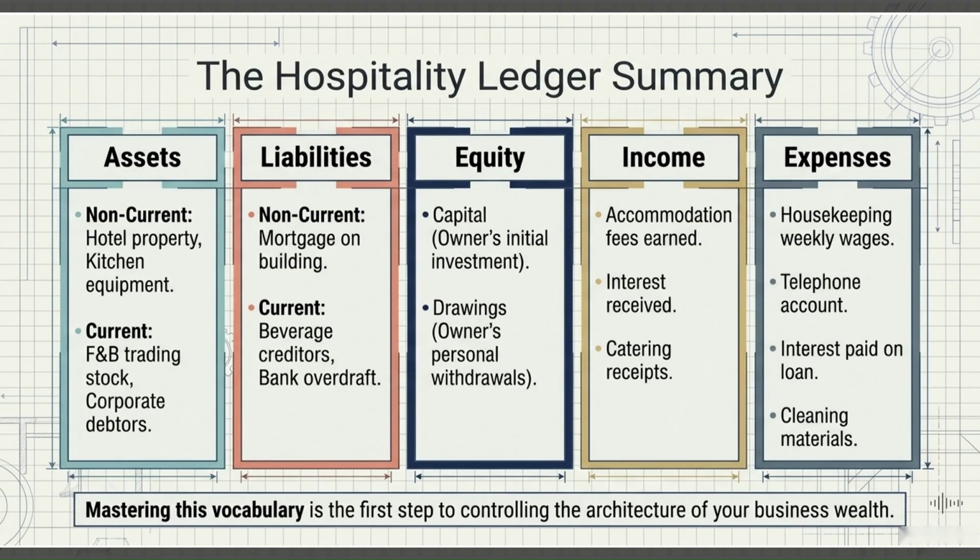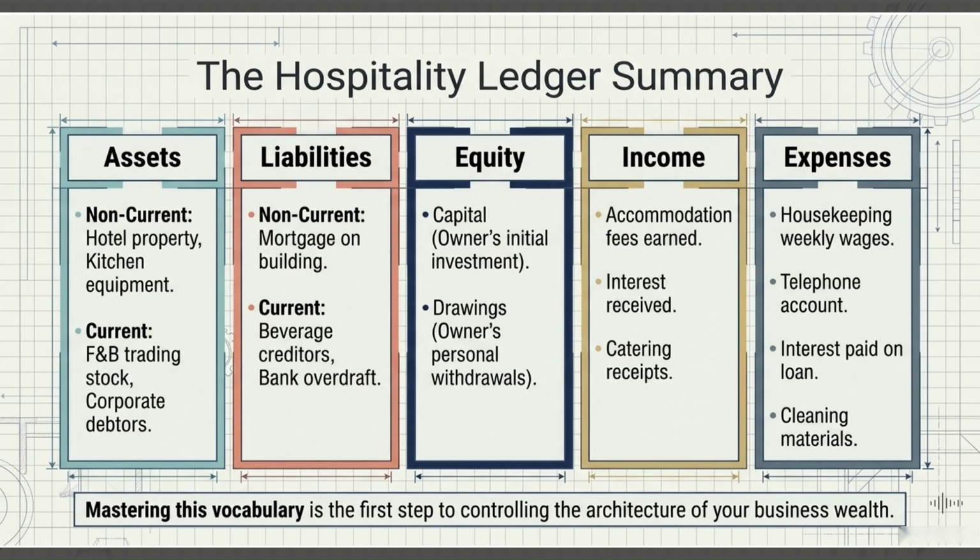Before your next session, rework the Dr. Dan case study with one further liability of your choosing and see what happens to equity. Then walk through any business you know well and sort 10 of the things you can see into the five bins. As the slide says, mastering this vocabulary is the first step to controlling the architecture of your business wealth.